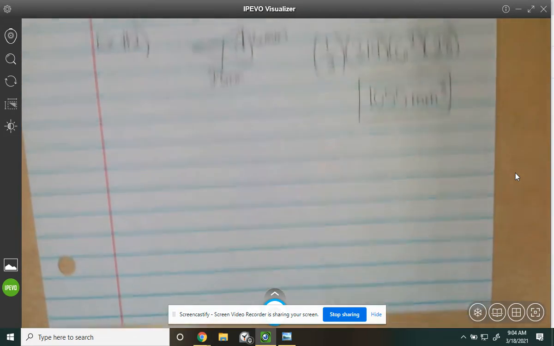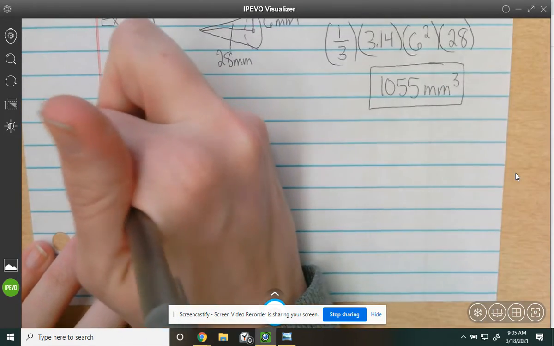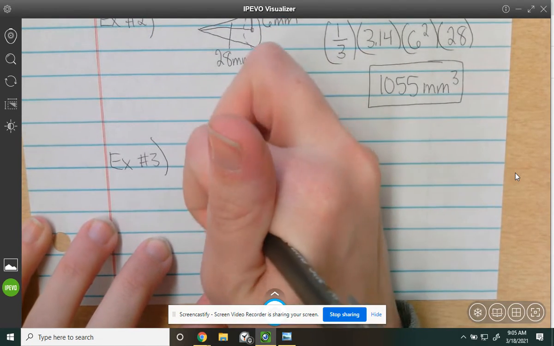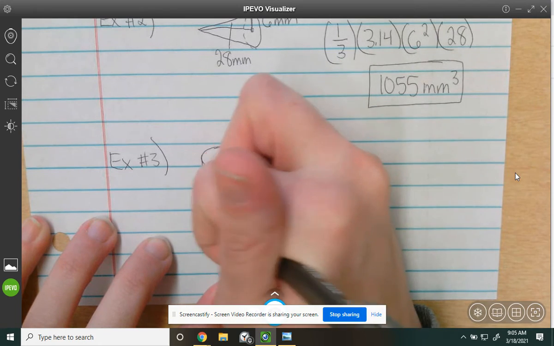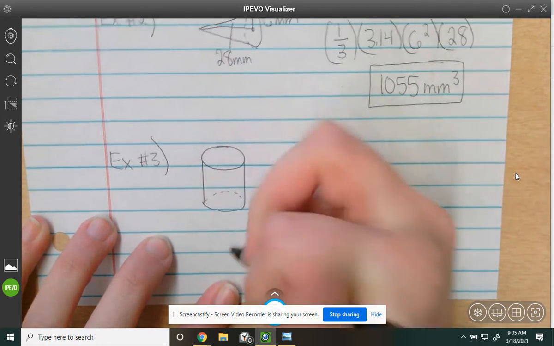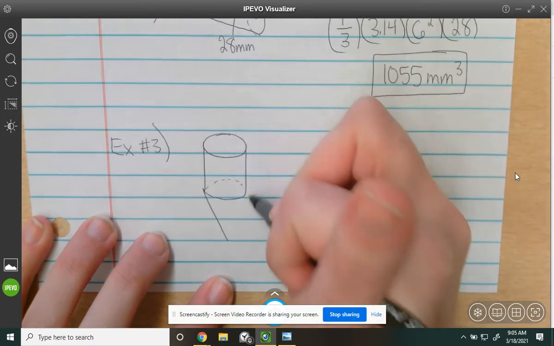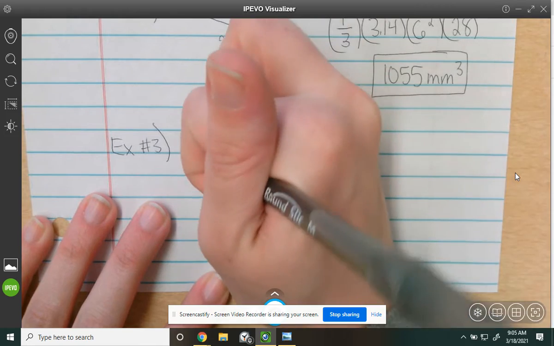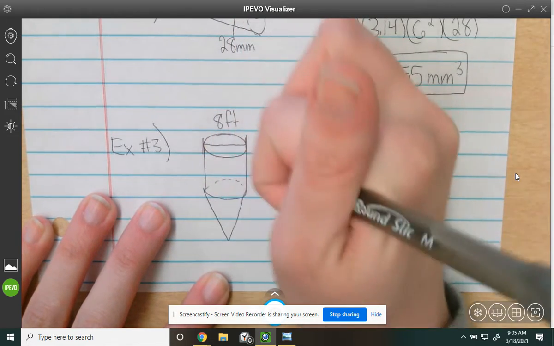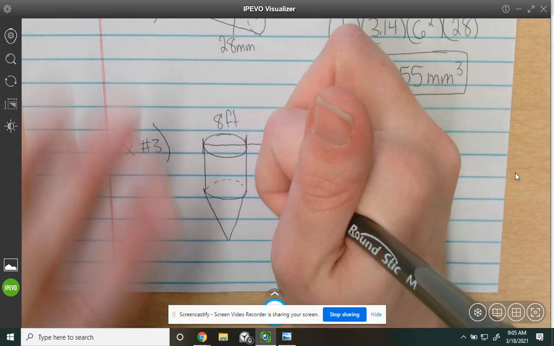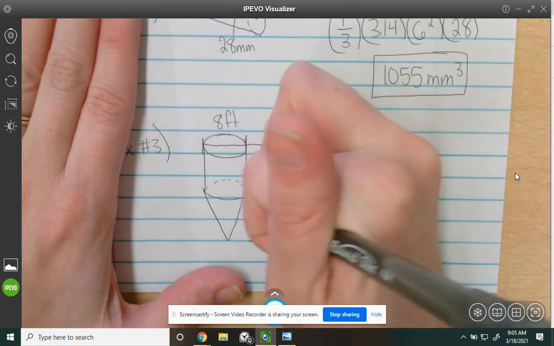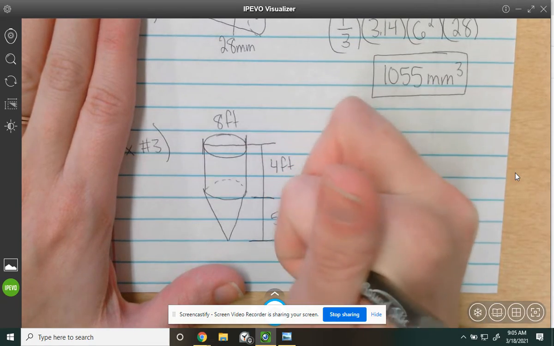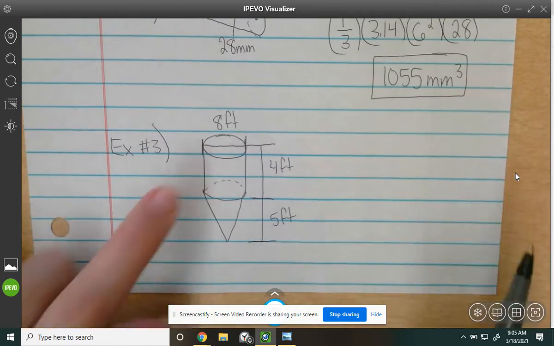All right, last example. We're going to do a cylinder. Can I review something from yesterday? With a cone on the bottom of it. Okay, so that right there is going to be 8 feet. Four feet and 5 feet. Okay, so let's do the cylinder first.